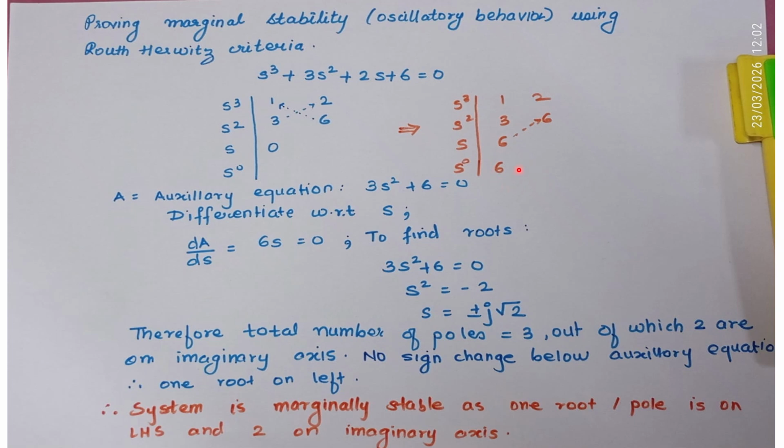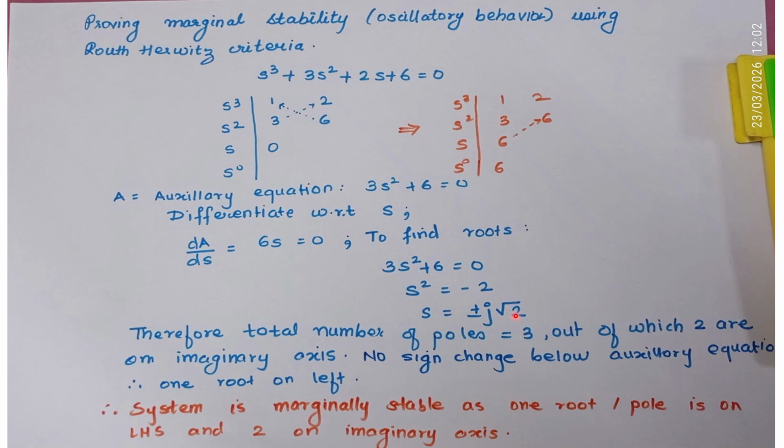Now to find out these roots, the poles, you will equate this auxiliary equation to 0 and find the value of s. So s square is equal to minus 2. When you find s, it will be plus minus j root 2. So you have seen that these are the poles on the imaginary axis. Plus j root 2 and minus j root 2 are the poles on the imaginary axis. So these are two roots.